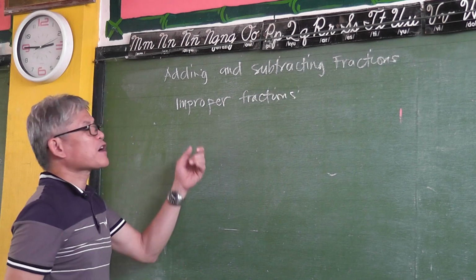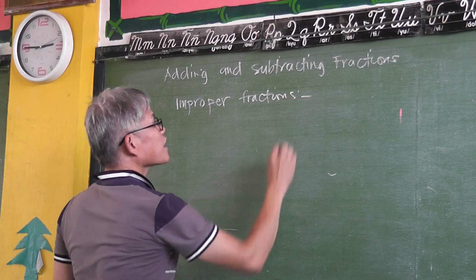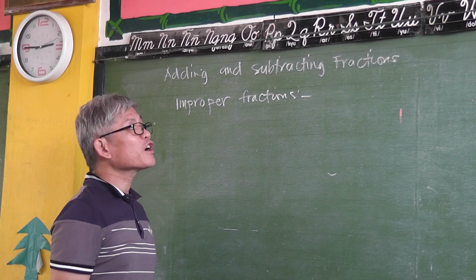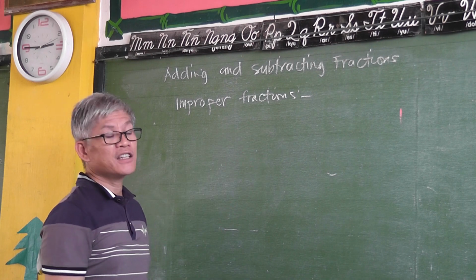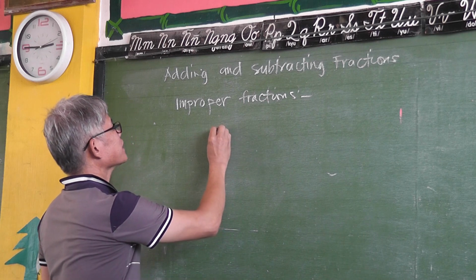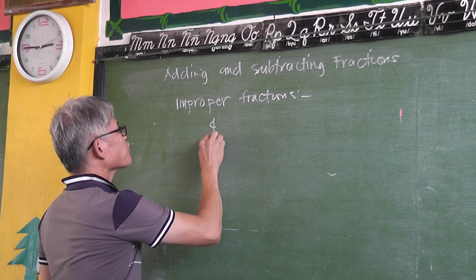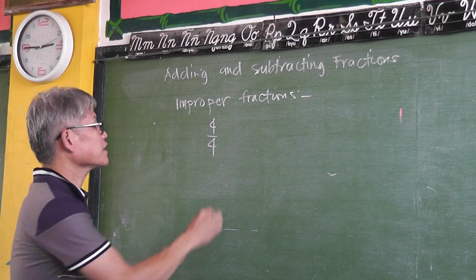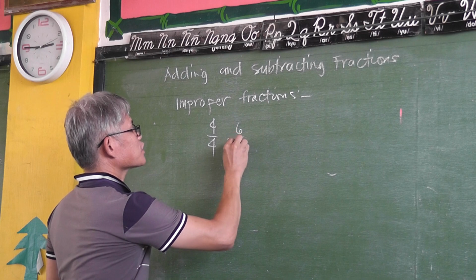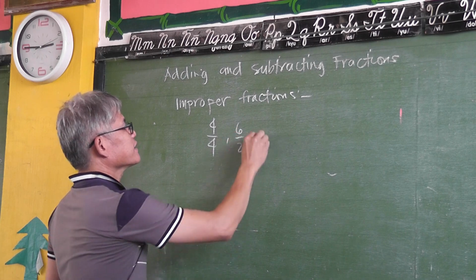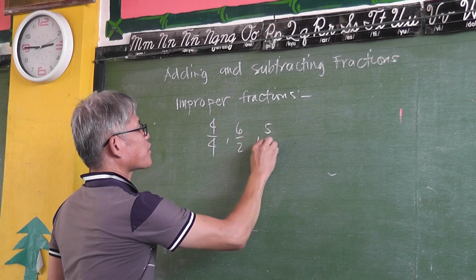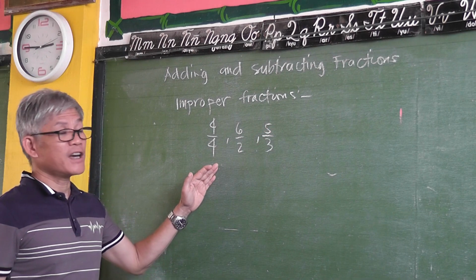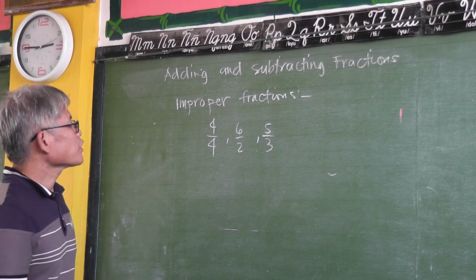What are improper fractions? These are fractions that have the same numerator and denominator, or the numerator is greater than the denominator. For example, 4 over 4. This is already called an improper fraction. Another one, 6 over 2, and 5 over 3. These are called improper fractions.